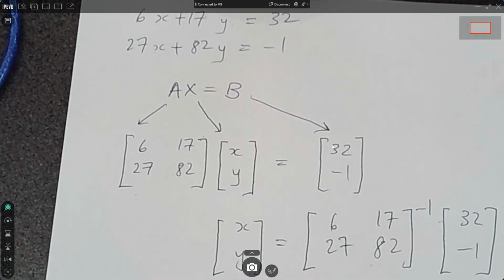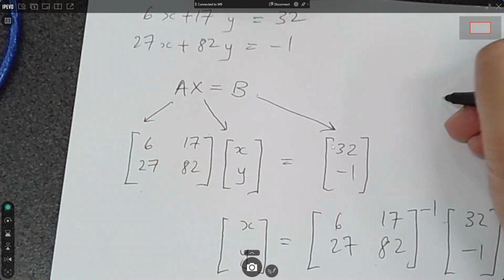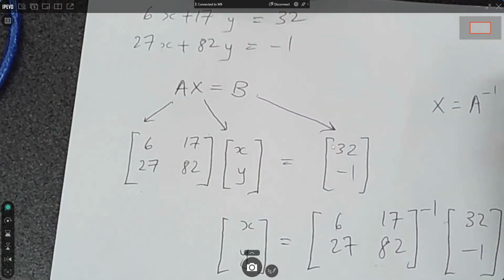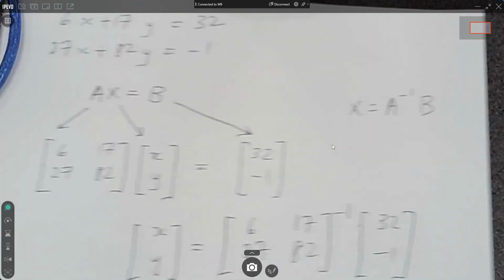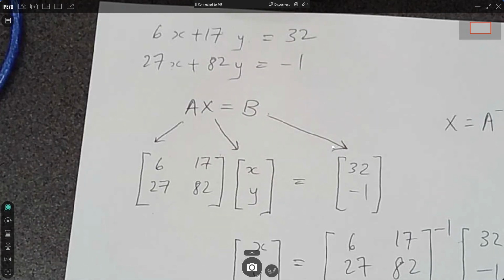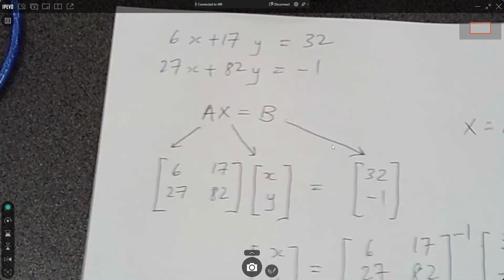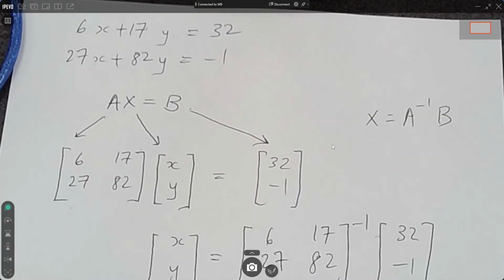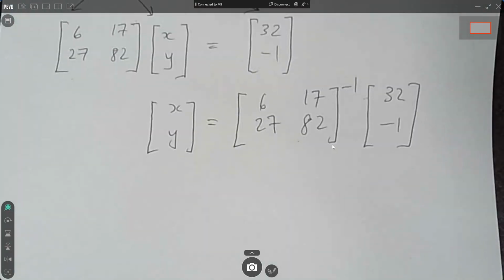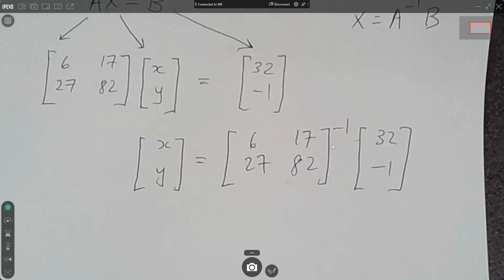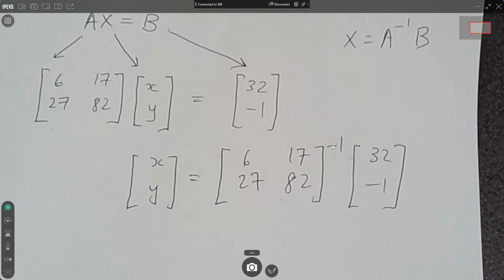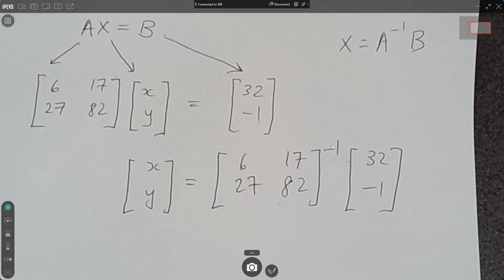So remember, if AX equals B, then X equals A inverse times B. I need to center the page. Which way do I go? This way? Yeah. Okay, and at this point, now you just got to use your CAS calculator.